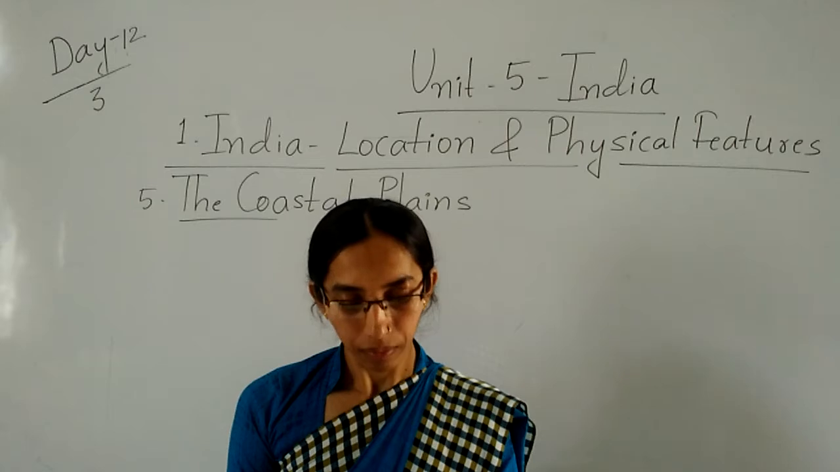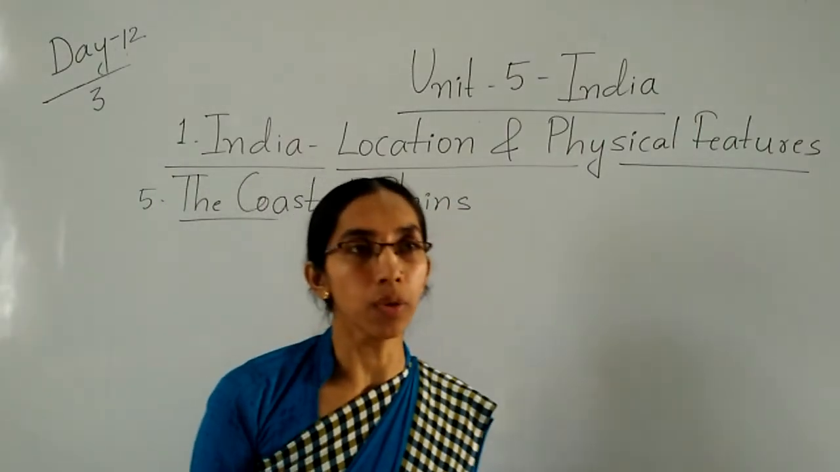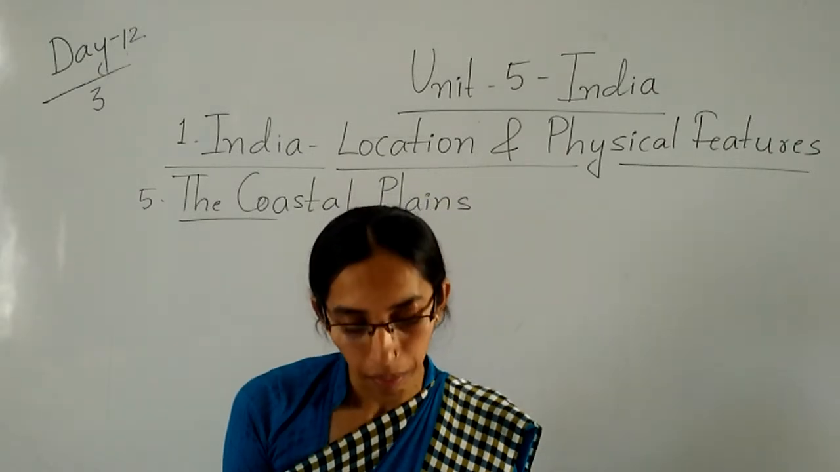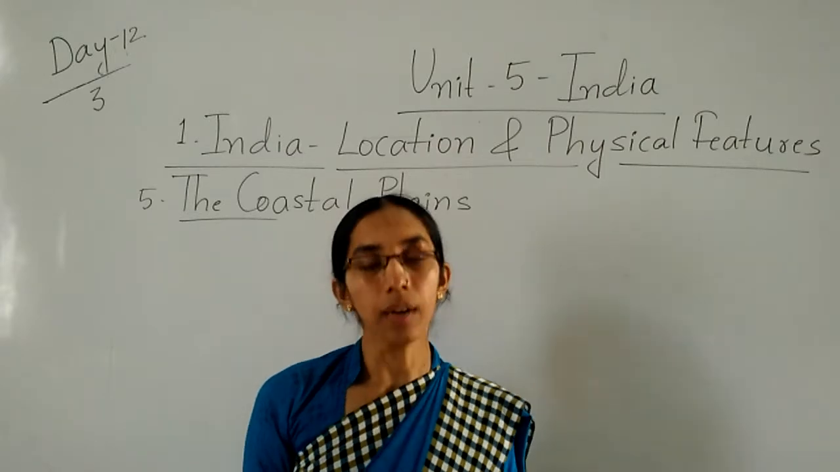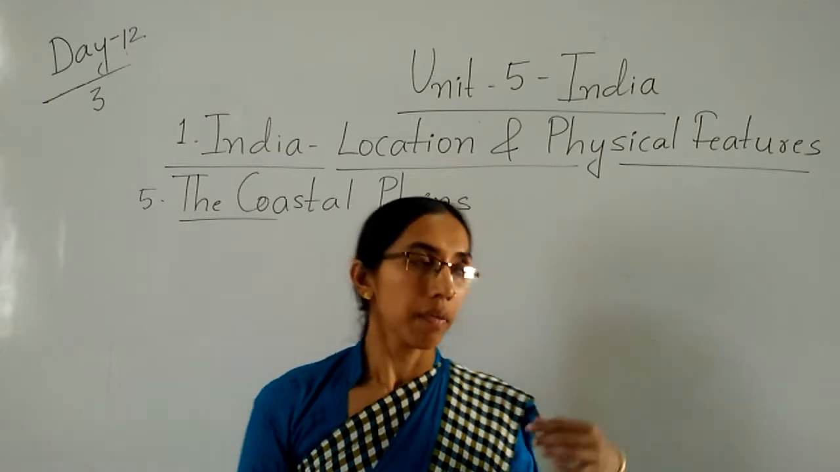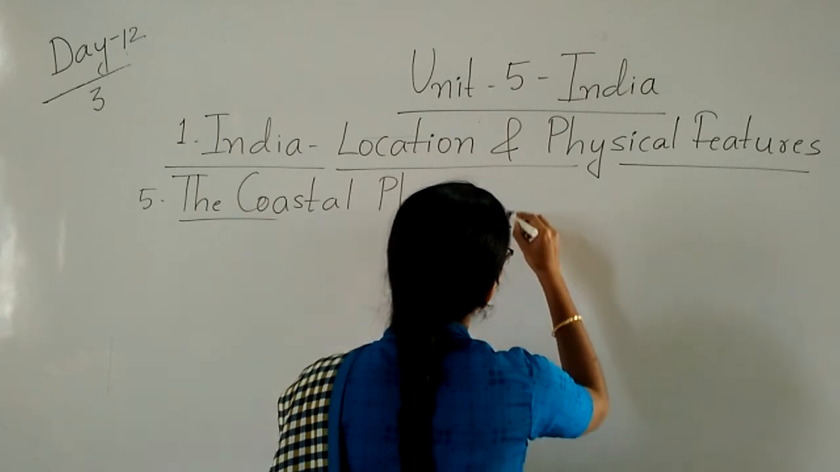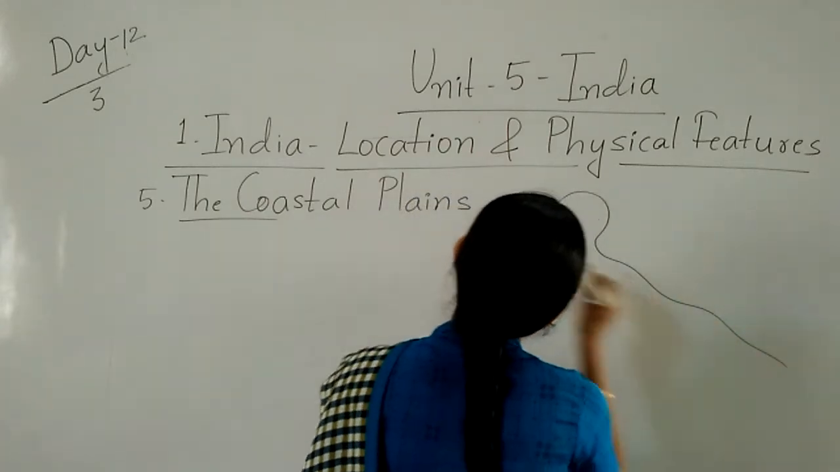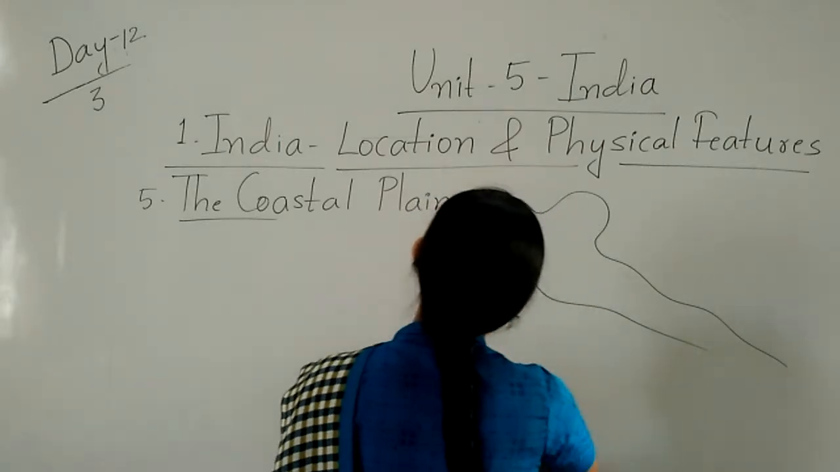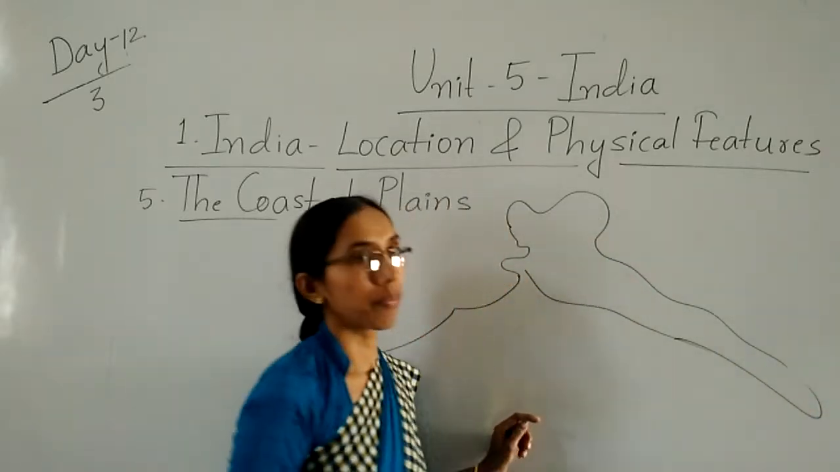Okay children, let me revise all those things one more time, then I will continue with the next geographical feature, that is the coastal plain. The Himalayan region, we can see at the top of the map. Here we can see the Himalayan region, correct? This side we can see the Himalayan region.